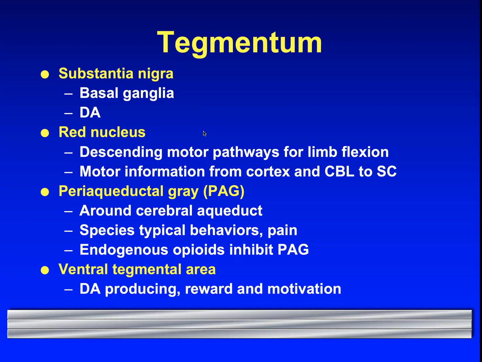And then the last thing we'll mention in the tegmentum, the VTA, the ventral tegmental area. And just write this in. I should have written it in your notes. This produces a lot of dopamine. It's the largest dopamine producing area in the brain. And it's important in reward and motivation. There's a pathway that goes between the VTA and the nucleus accumbens, which is in the basal ganglia, and that's your reward addiction motivation pathway. All right, so that's the midbrain.